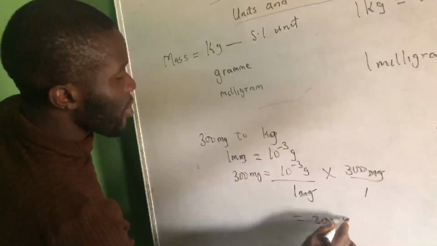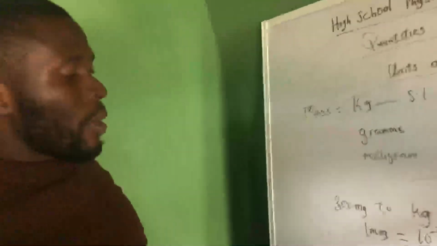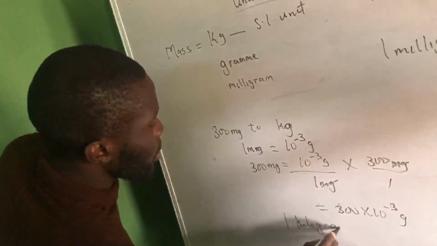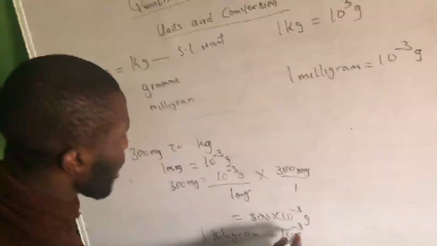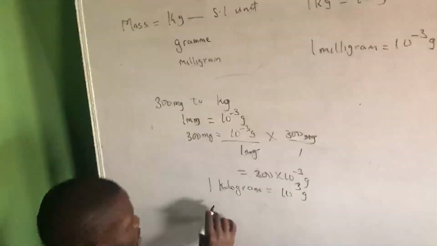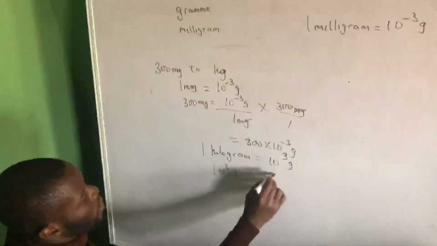300 times 10 raised to the power minus 3 gram. Now, we have converted to gram. Now we will convert from gram to kilogram. We know that 1 kilogram is the same thing as what? 10 raised to the power 3 gram. That's 1 kilogram. So what does that mean? It means that 10 raised to the power 3 gram is the same thing as 1 kilogram.